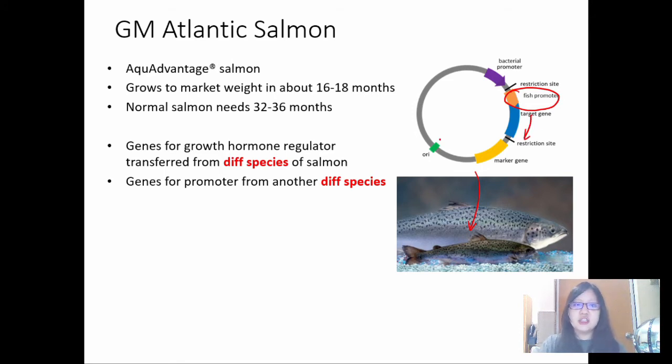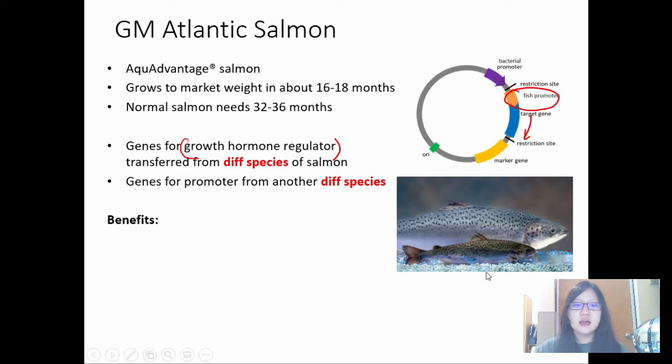So this target gene, which by the way is the growth hormone regulator, can then be expressed in the Atlantic salmon. So this is another example of genetic engineering. As we said, you're extracting a gene from a different species, promoter as well, putting it into a new host, and making sure that gene is actually expressed in the host, which is our GM Atlantic salmon.